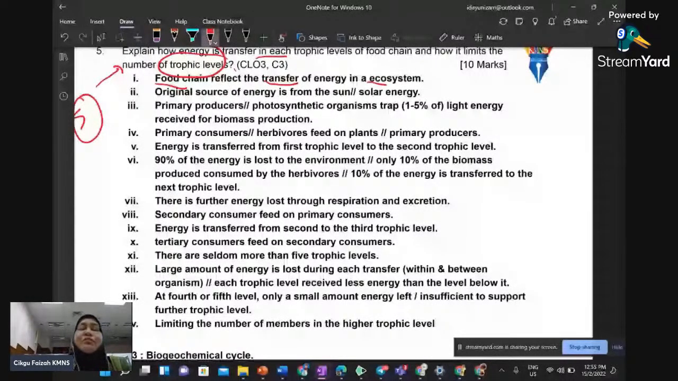You just need to mention this to get 1 mark. So actually we gain the energy from the sun, but we don't have any capability to absorb it directly. So we need the producer, the autotroph, that means the plant itself. So that's why you need to learn about the food chain and the food web as a basic concept in order to understand how energy is transferred in each trophic level. So this is how you elaborate in terms of points.